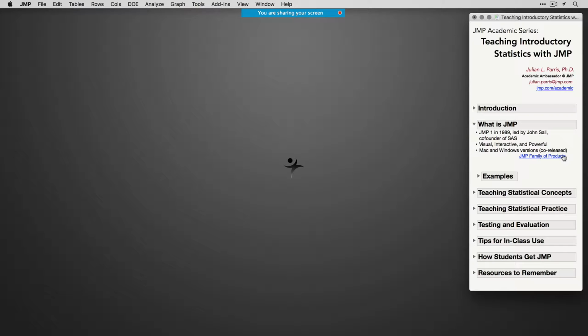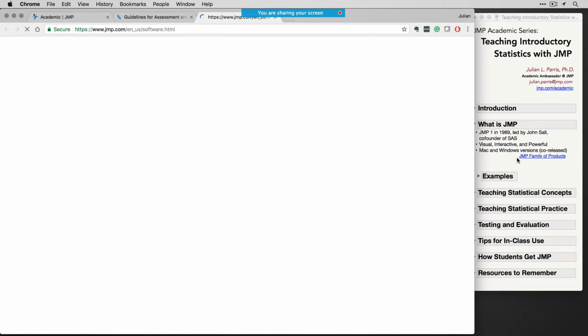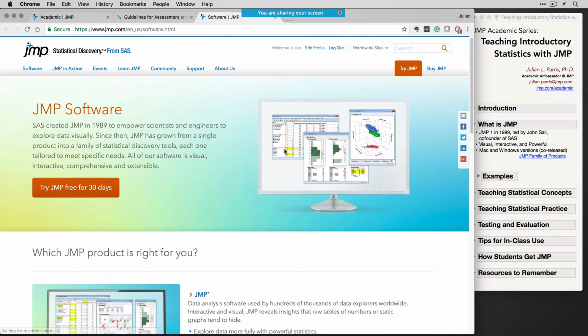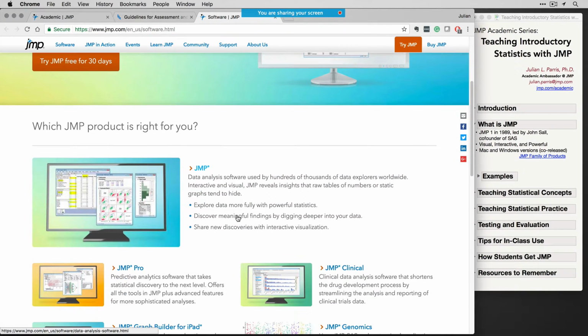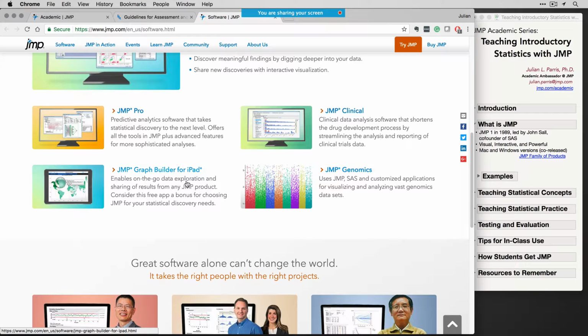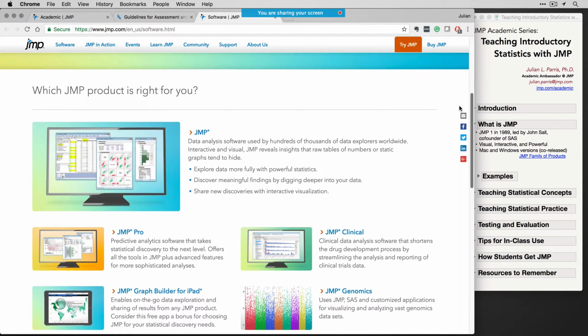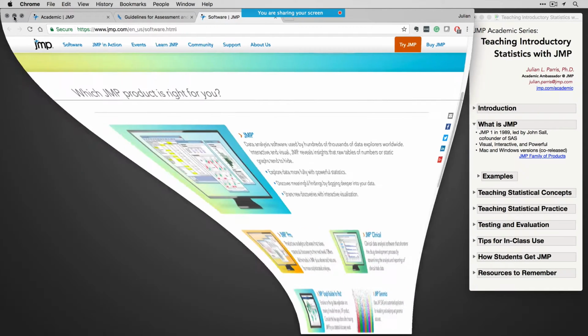JMP is actually a family of products. They're Mac and PC versions of software for data analysis. There's JMP, JMP Pro, JMP Clinical, JMP Genomics, and even a JMP Graph Builder for iPad. So it's a really large collection of different professional data analysis pieces of software.